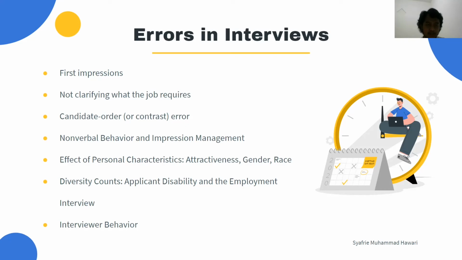And then there's also the candidate order or contrast error. This is an error where the interviewers interview some people with poor performance, and then after those people, there's a rather average person. Because those people performed poorly before this average person, the interviewers think that this average person scores better than the other applicants, while actually it is not that way.